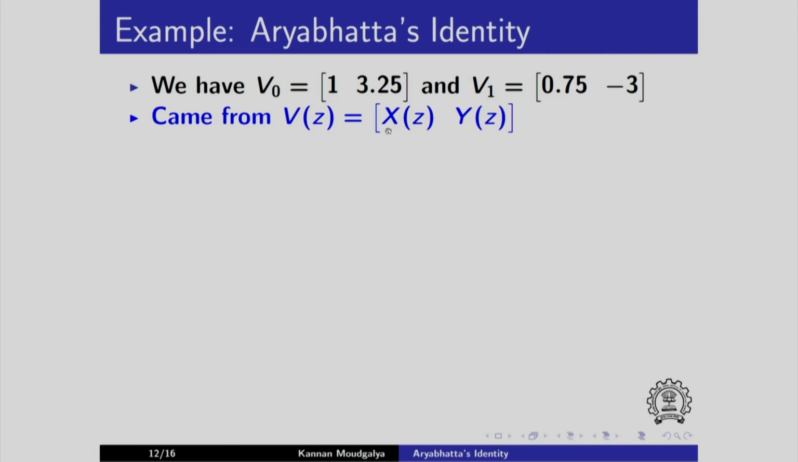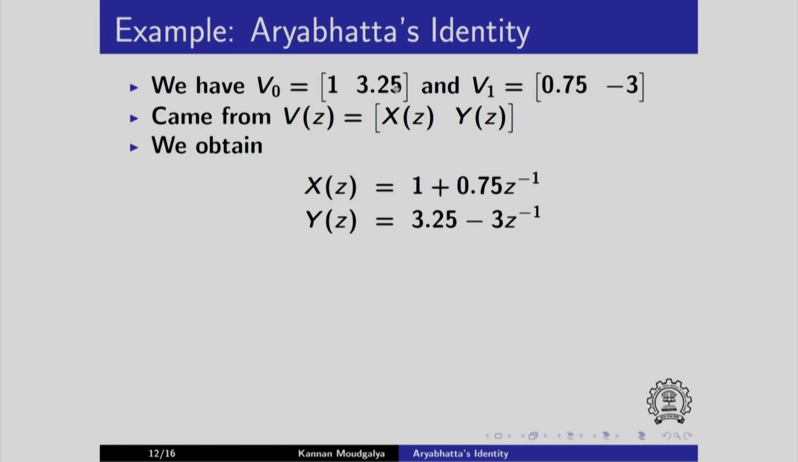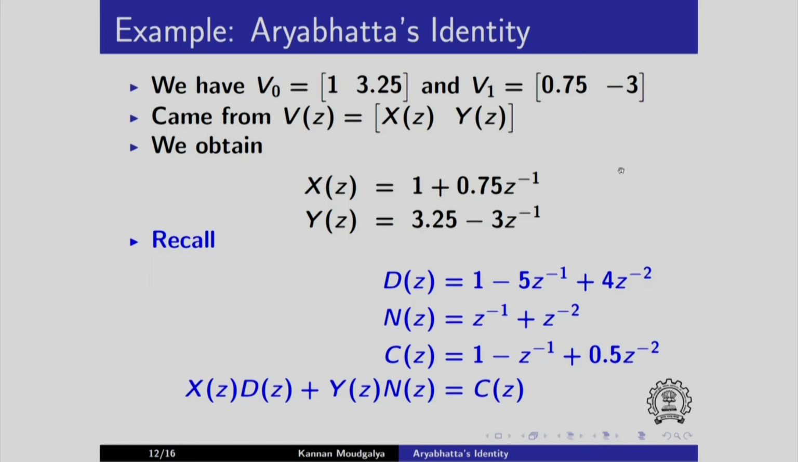From this we can write this x corresponds to the first entry, we get x is 1 plus 0.75 z inverse, and for y we get 3.25 minus 3 z inverse, and these are the d and c values. This is the equation we solved. We will verify this with the Scilab code in the next slide.